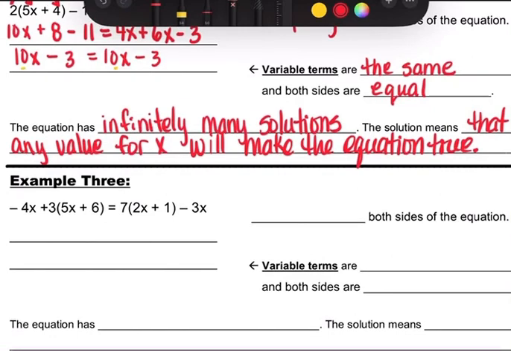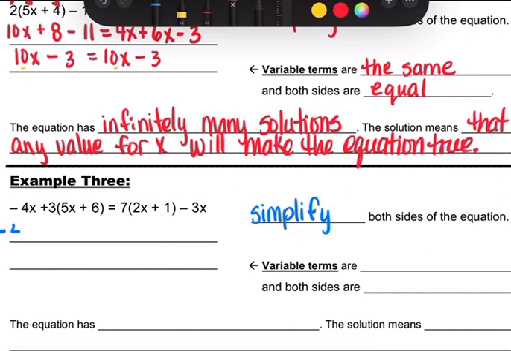Again, we're on example 3. If you need to pause the video to work out the problem first, and then we go back and fill in the rest together. So you can pause, work it out, and then unpause. All right, if you're just coming back, first thing we want to do is simplify both sides of the equation.